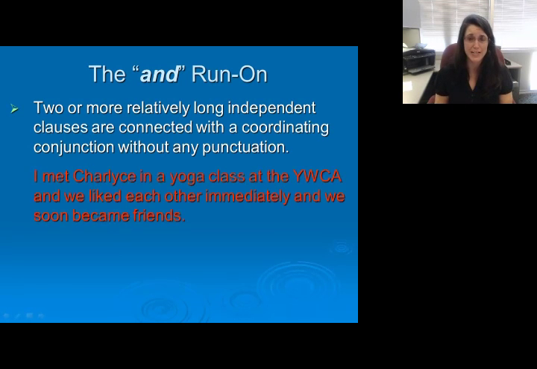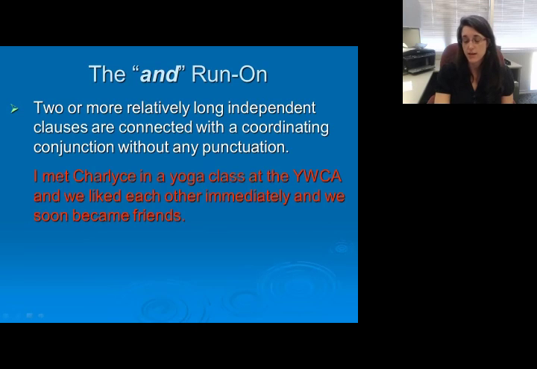So our incorrect example here is, I met Charlize in a yoga class at the YWCA and we liked each other immediately and we soon became friends. I typically like to classify these as those little bouncy ball songs where the ball goes along the words and you just keep kind of going. And that's what that and tends to create. It's like you keep going and you keep going and you keep going. And so what we then need to do is figure out how to fix this sentence so that it's not one big long rambling run-on.